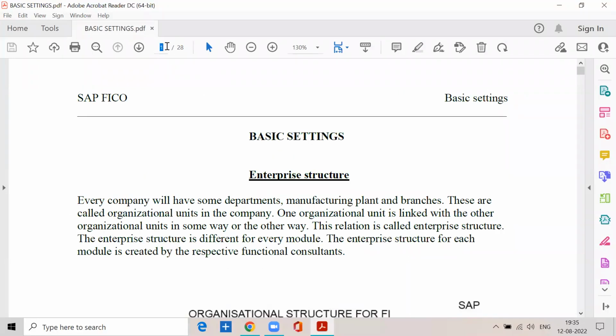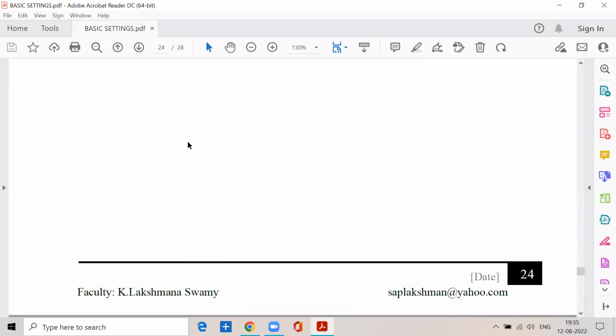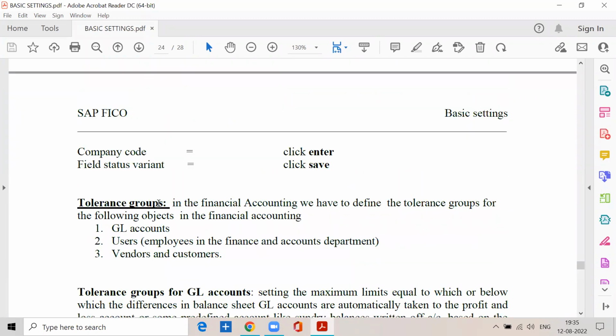So yesterday we have completed field status variant. Today we will see tolerance groups. In financial accounting, we have to define the tolerance groups for the following objects.